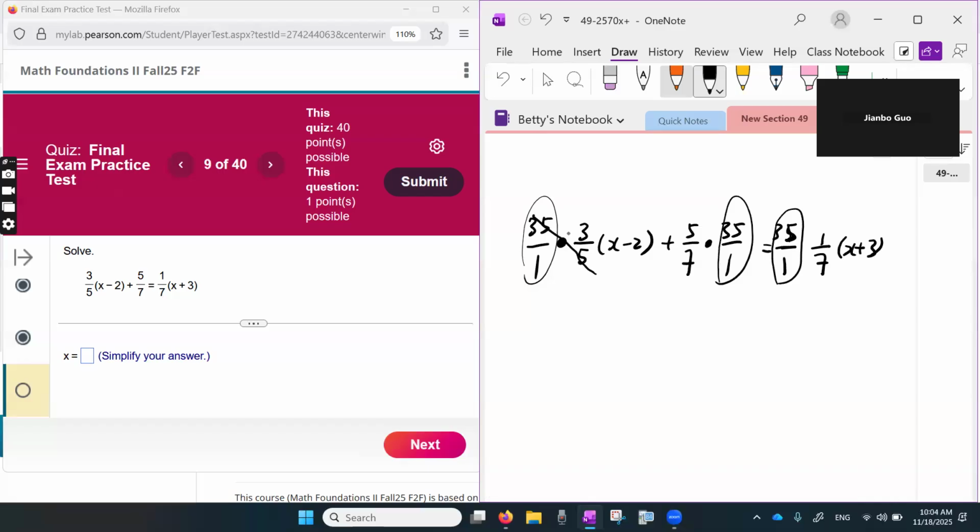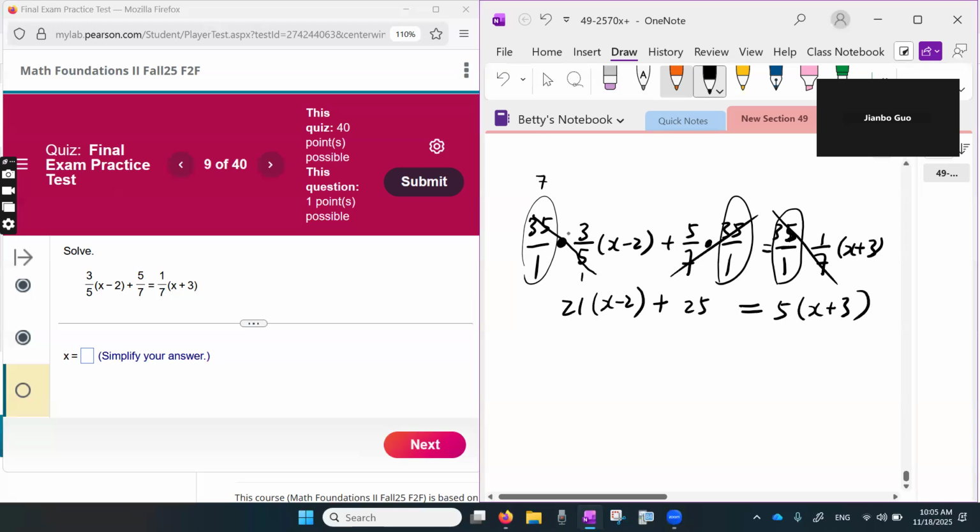So the side, 35 over 5, 5 goes into 35 7 times. 7 times 3, 21. Denominators are 1, basically means no denominator. So 21 times x minus 2, plus. Same thing here. 35 over 7 is 5. There's another 5 on the top, 5 times 5, 25, equals, on the right side, look at here, is diagonal. 35 divided by 7 is 5. 5 times x plus 3. We get rid of all the denominators.